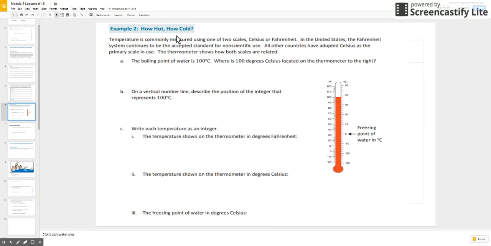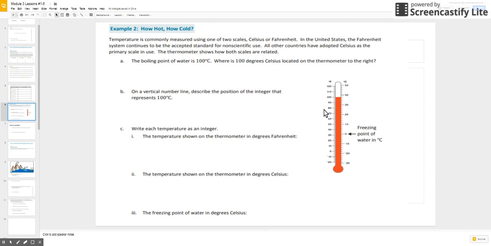How hot, how cold? Here we go. Temperatures are commonly measured using two different scales. We have Celsius and Fahrenheit. So these are two different kinds of measurements for temperature. In the United States, the Fahrenheit system continues to be used, acceptable standard for non-scientific use. All other countries have adopted Celsius as their primary measure scale in use.